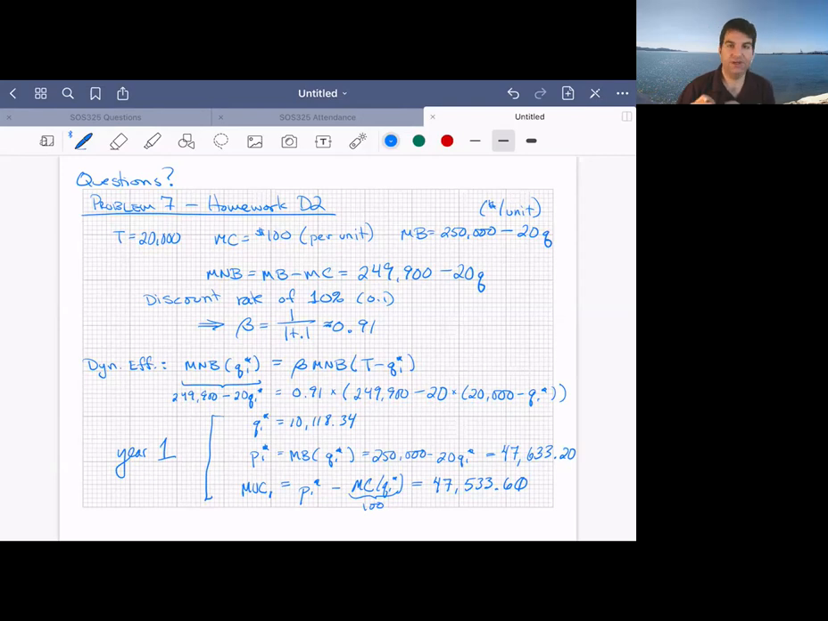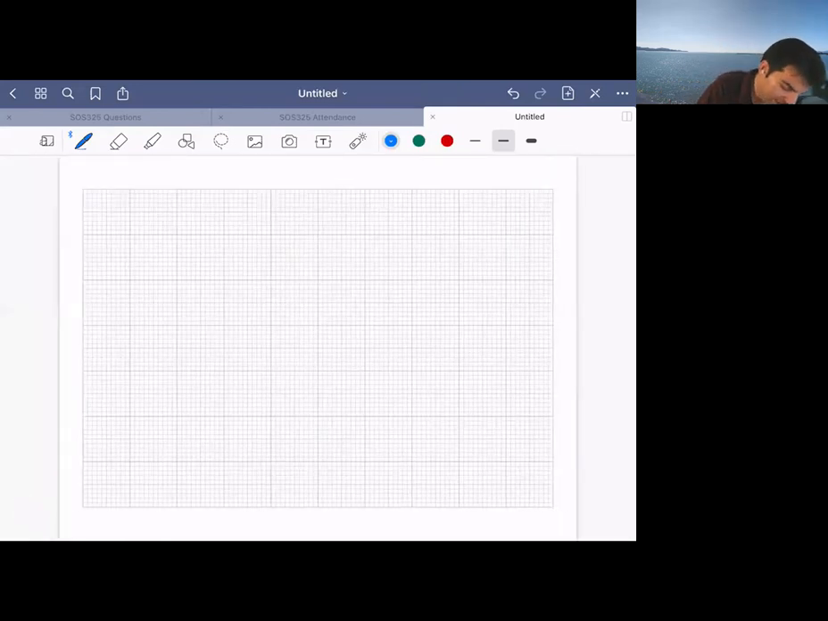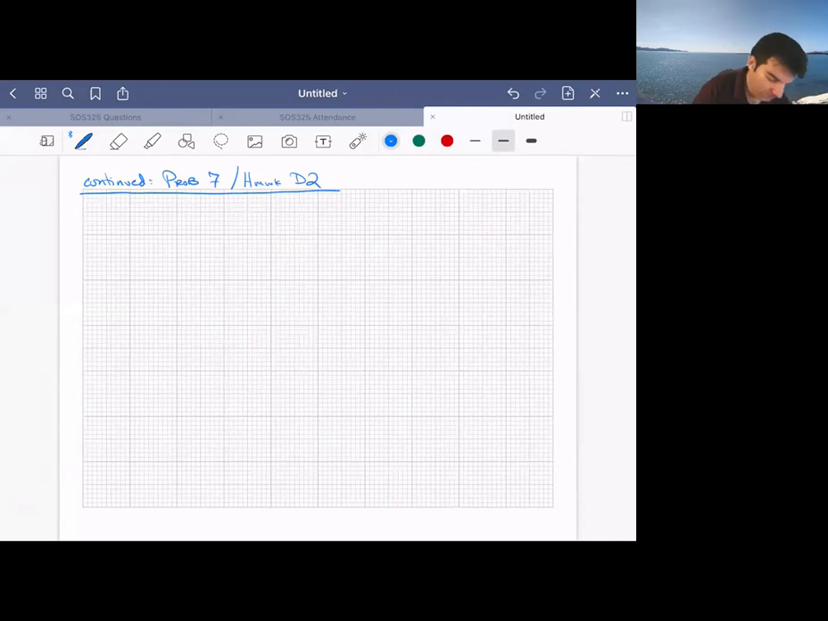So what I'm going to do then is do the year 2 expression. So I'm going to go to a new page. So again, this is just a continuation of problem 7 from homework D2. And so for year 2, the quantity in year 2, well, that's easy. That's just T, my total, minus the quantity from year 1. So that is my 20,000 minus my year 1 quantity, 10,118.34, which gives me 9,881.66. So that's the number of units sold in year 2.